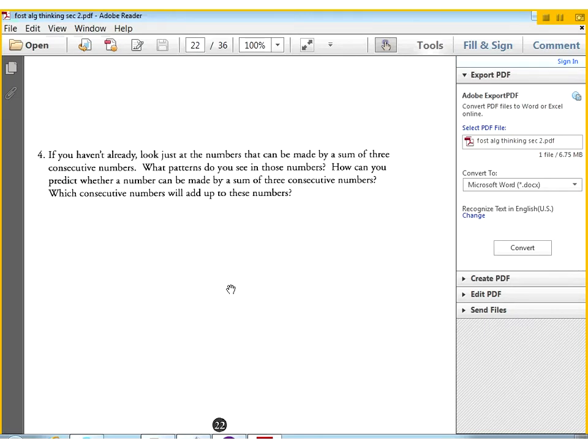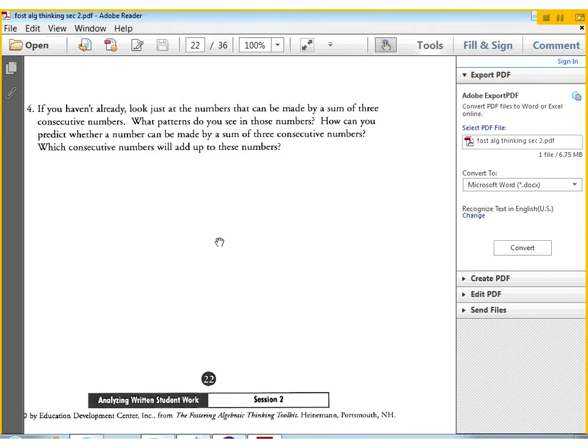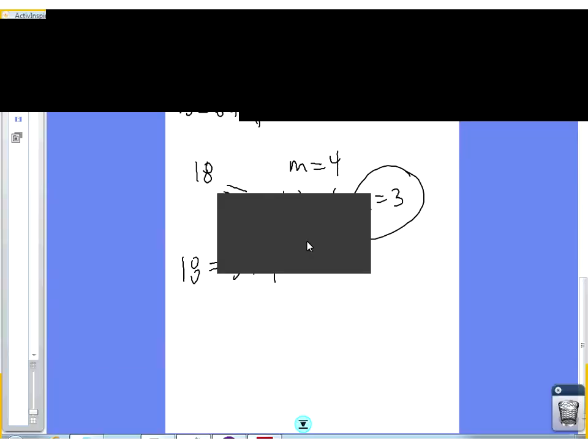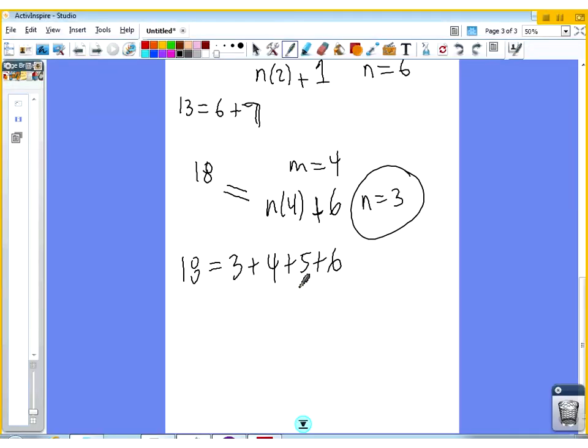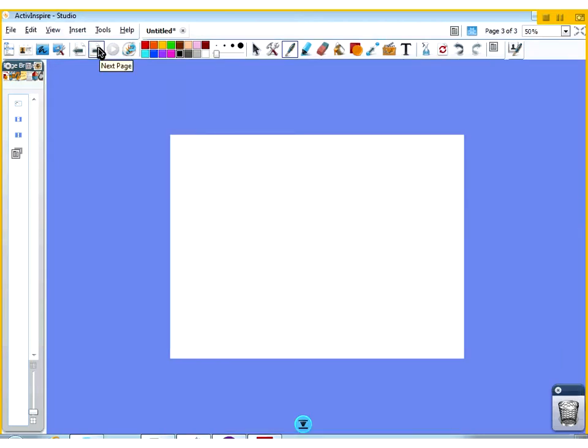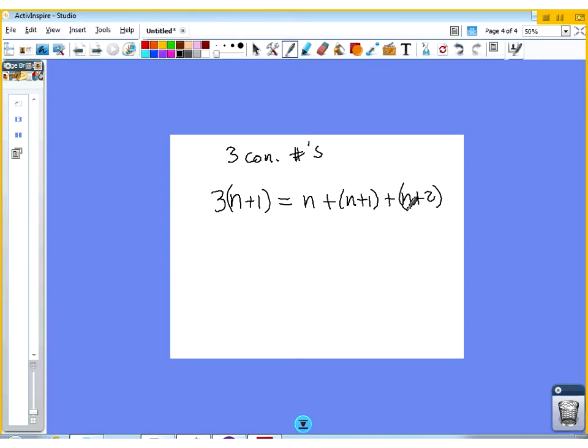Okay, so we kind of already looked at this, but what pattern do we see for 3 consecutive numbers? Not looking at the general pattern I wrote down already. They're all multiples of 3, exactly. Starting with 6, then 15. They're all multiples of 3. And the way that we said earlier was written as 3 times n plus 1, I guess. Right? We said 3 times n plus 1 is n plus n plus 1 plus n plus 2, right?